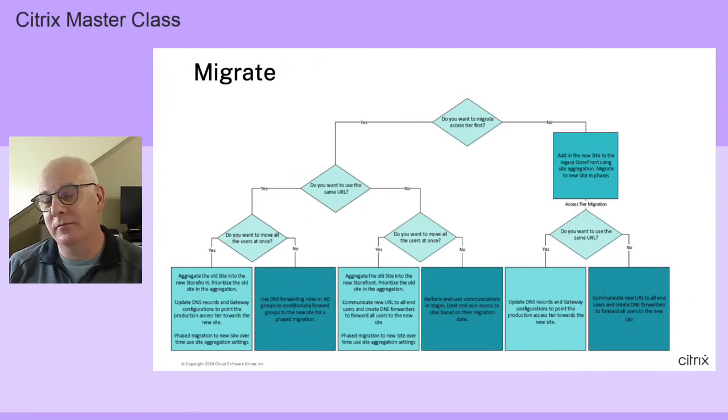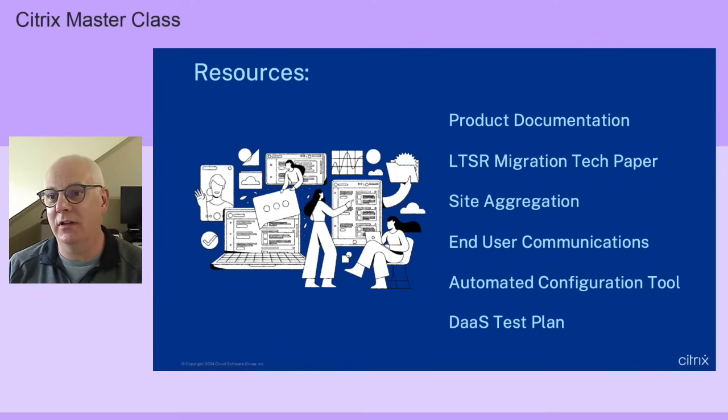So these are the resources that we keep talking about. The product documentation. We do have an LTSR migration tech paper, which you'll find on TechZone. We do look at the site aggregations, so Storefront can aggregate sites together and how to handle that if you've got all of that configured. Also, a lot of people do forget, how do you talk to the end users? How do you let the end users know? So we do have some links on some suggestions on how to communicate all these changes to end users.